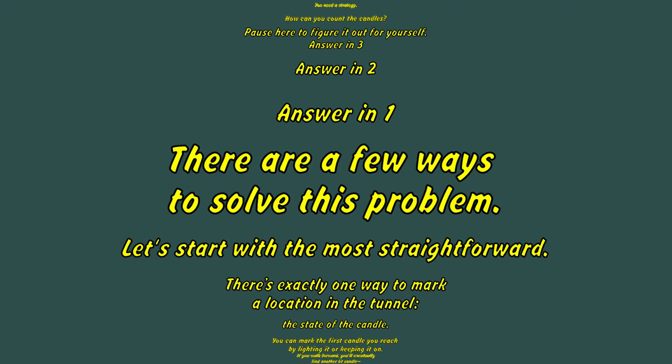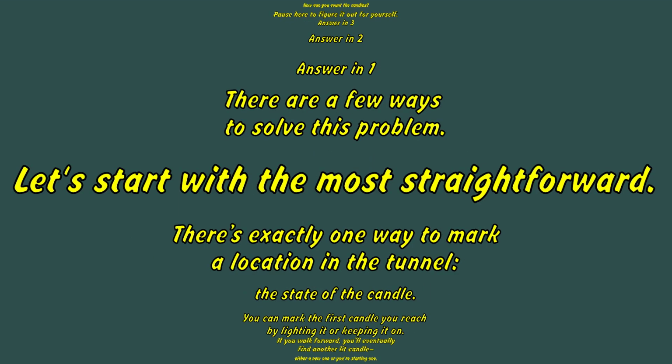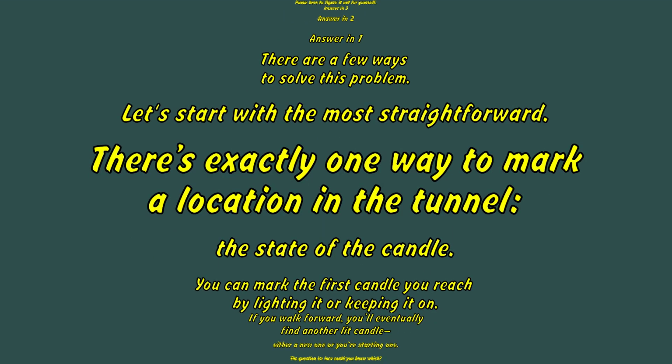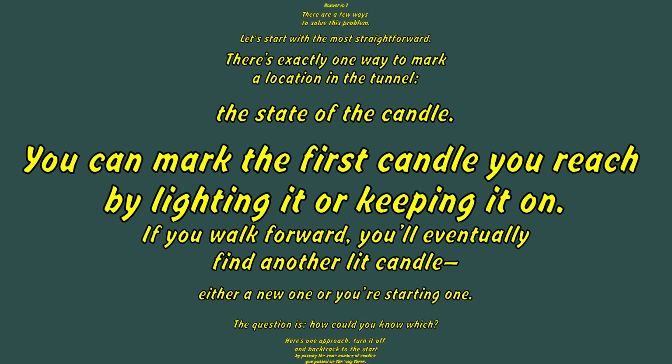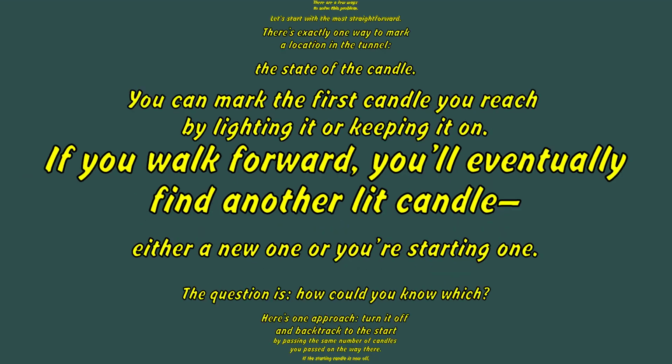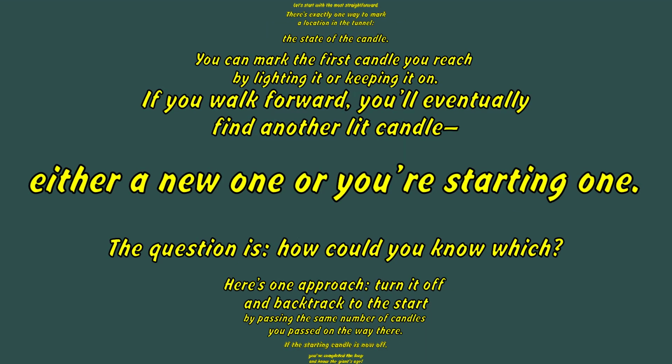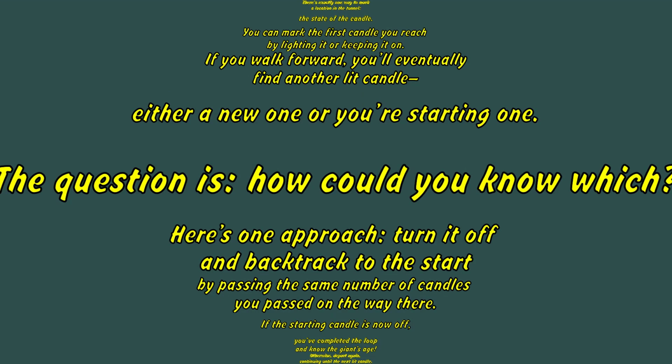There are a few ways to solve this problem. Let's start with the most straightforward. There's exactly one way to mark a location in the tunnel: the state of the candle. You can mark the first candle you reach by lighting it or keeping it on. If you walk forward, you'll eventually find another lit candle, either a new one or your starting one. The question is, how could you know which?